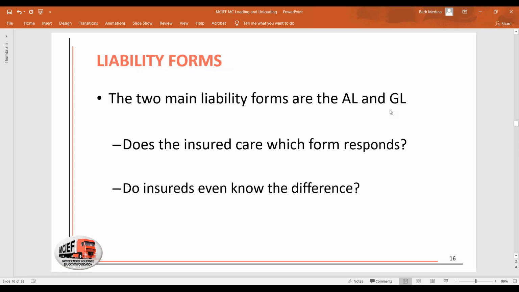The two main liability forms are auto liability and general liability. Does the insured care which form responds? I don't know. They just want it to respond. This is why it's important as a retail agent and an insurance company to write the coverage with the same insurance carrier so one or the other would respond. Does the insured even know what the differences are? Obviously not. They think they have coverage. They say, agent, trust me. And they hear you say the famous words from a retail agent standpoint, you have full coverage, whatever that means.